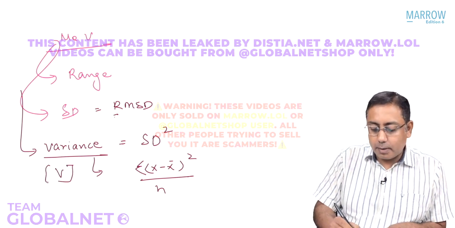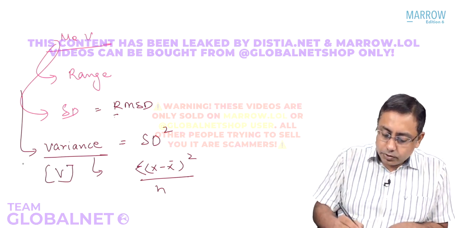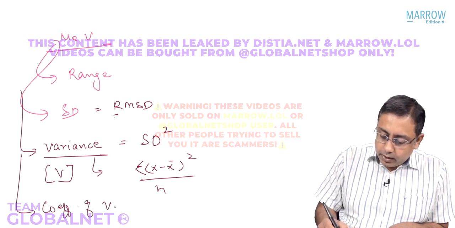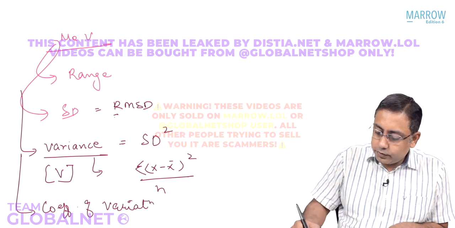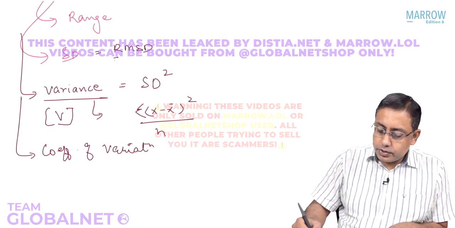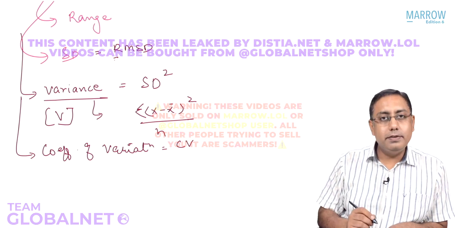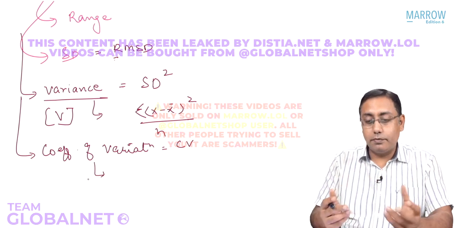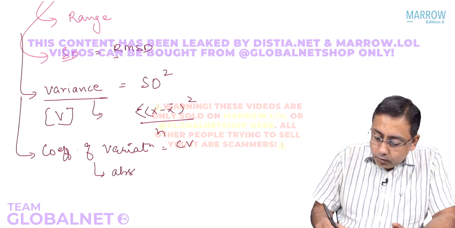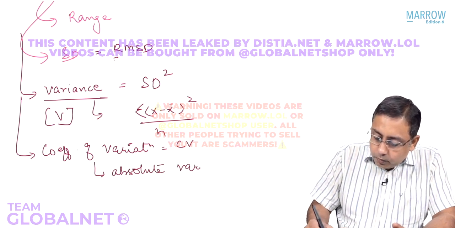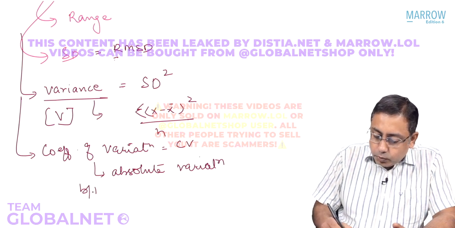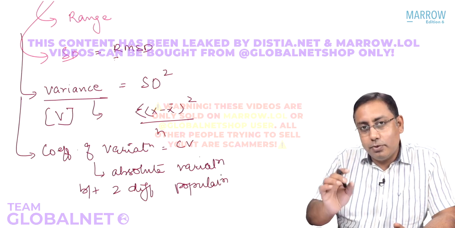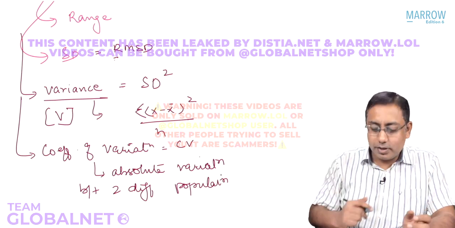It is given by the symbol capital V. There is something else to this. You can also learn something called the coefficient of variation. What do you mean by the coefficient of variation? Coefficient of variation is given by the symbol CV. What is the use of coefficient of variation? It tells you about the relative variation between two different populations, and that was an MCQ in one of the AIIMS exams just recently as well.